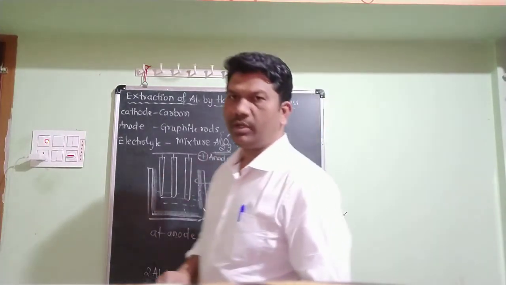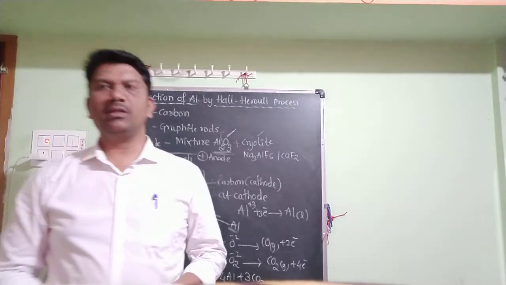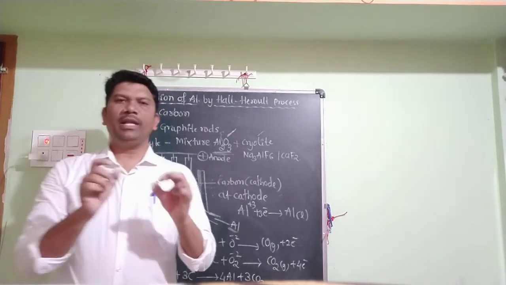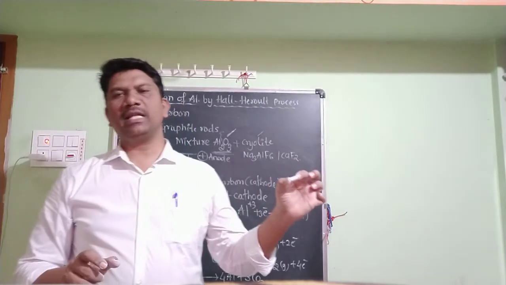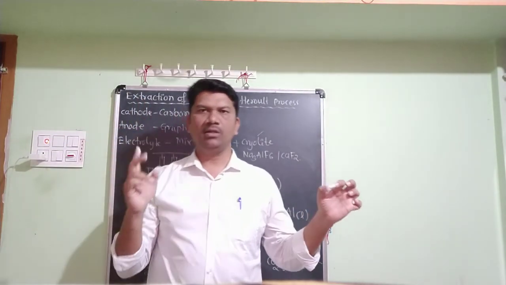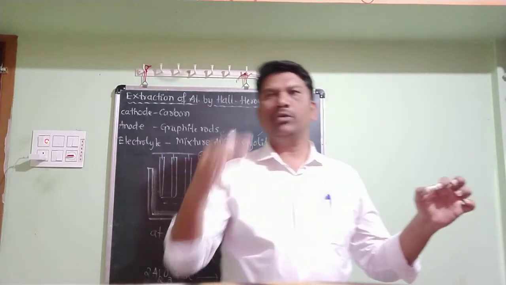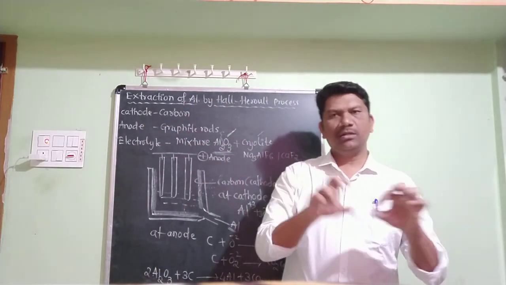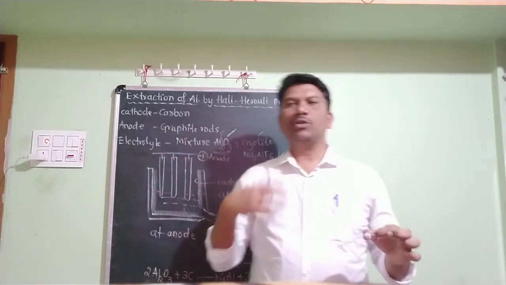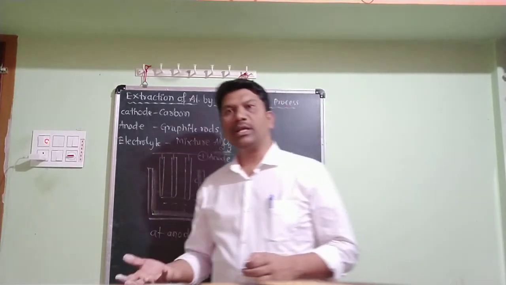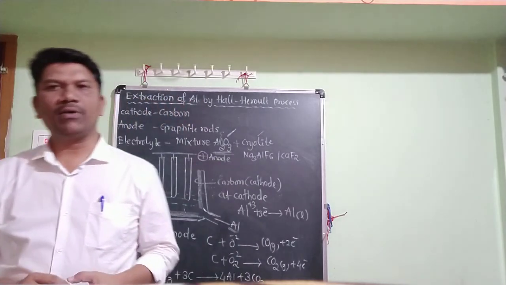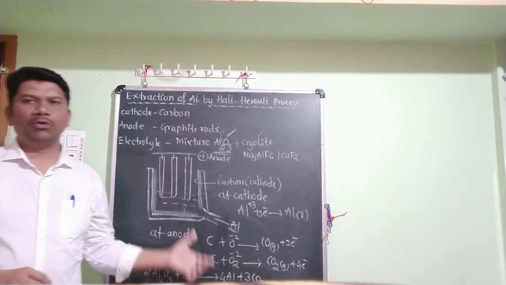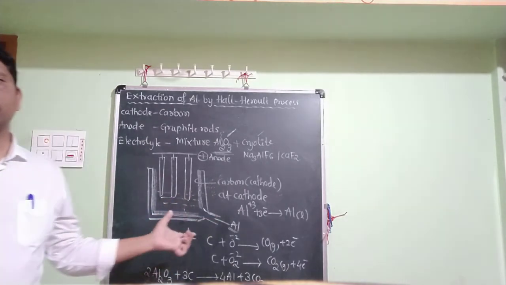Very important. Most of the time in examination they ask questions in a splitting pattern. For example, name the cathode used in extraction of aluminium by Hall-Héroult process, name the anode, name the electrolyte, write the overall reaction, write cathodic reaction, write anodic reaction, and what is the role of cryolite, why you are using cryolite. Such types of 1 mark questions have been asked in the examination. Therefore, it's a very important concept. I hope it is clear. Go through it once. Thank you.